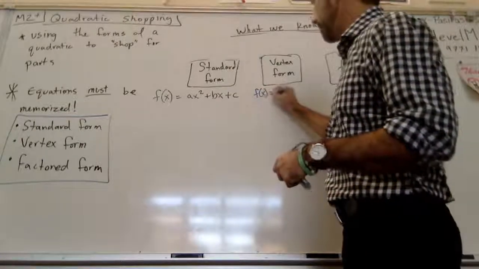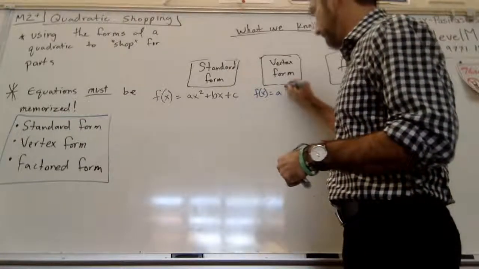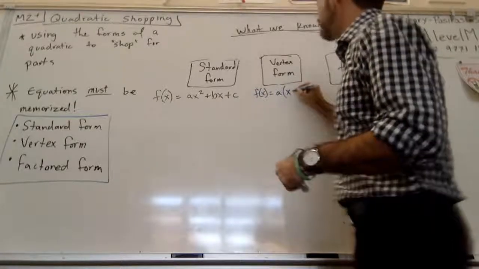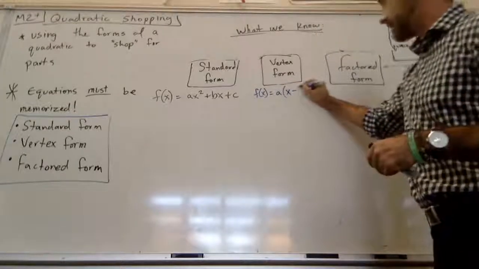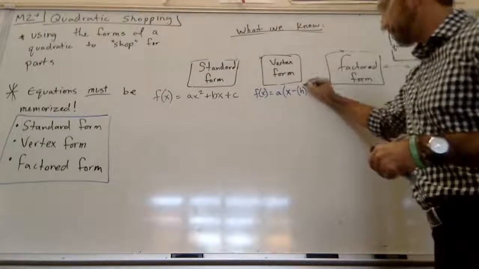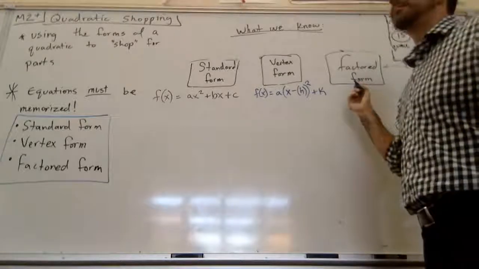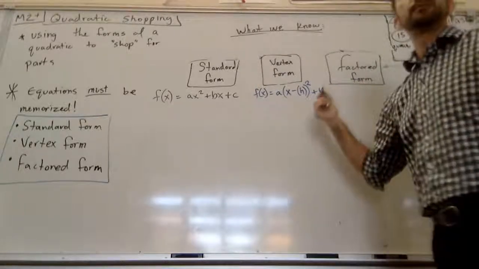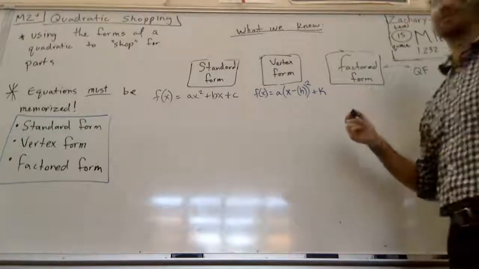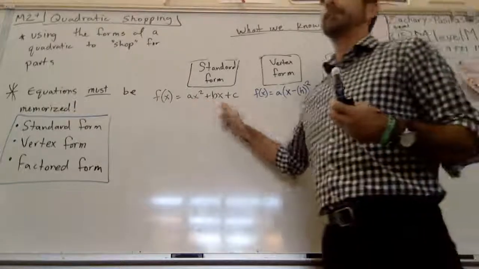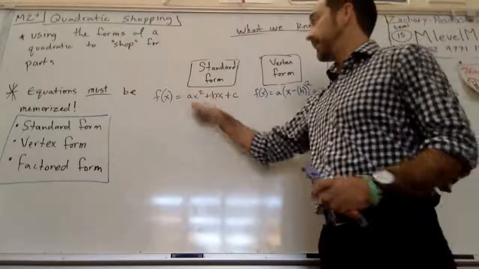F of x equals a, and then parentheses h. You know it's x? X. Oh, that's it. X minus, and then in parentheses h. Good. And then to the second plus k. Pretty good. Perfect. Is that what you said as well? You thought that was standard form? Yeah. Okay. Standard form is always the ABC. I heard someone else remember it that way. ABC is standard.